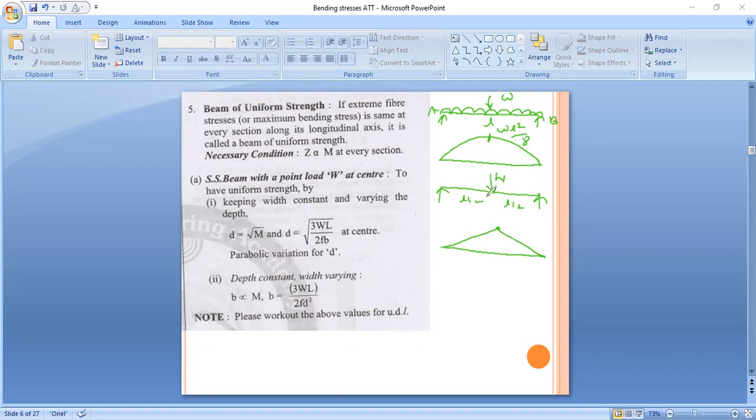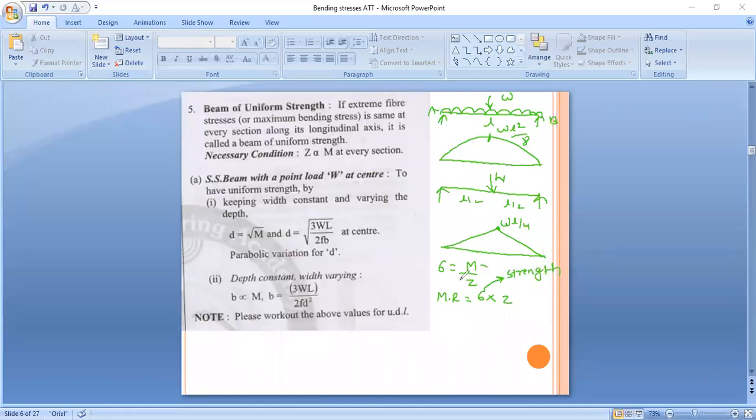Maximum bending moment for this particular case is equal to WL by 4. Good, correct answer. So see here, if the loading condition changes, our bending moment also changes. One equation with you: sigma equals M upon Z. Here M is nothing but the moment of resistance, MR, which is equal to sigma into Z. And here sigma is nothing but strength or material property.